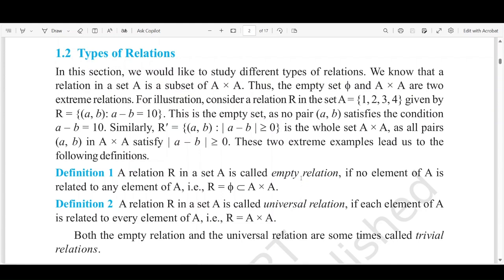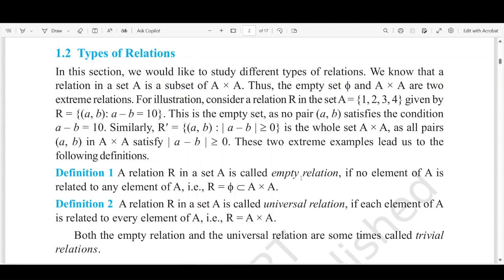One more relation they have defined, R dash, equal to the set of all ordered pairs (a, b) such that the absolute value of a minus b is greater than or equal to 0. So if you find the difference between the elements of A, their absolute value should be greater than or equal to 0. All the elements in the set A will satisfy this condition. Therefore, this set R dash will consist of all ordered pairs which are in the Cartesian product A cross A. Therefore, R dash is equal to the Cartesian product A cross A.